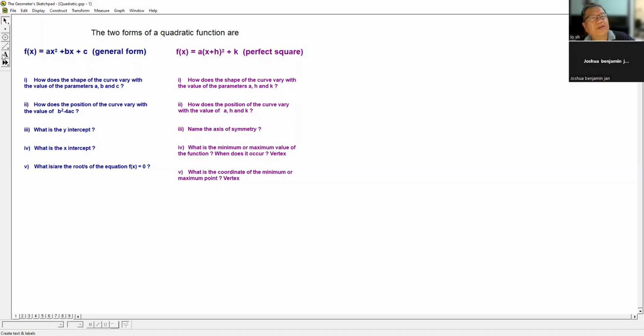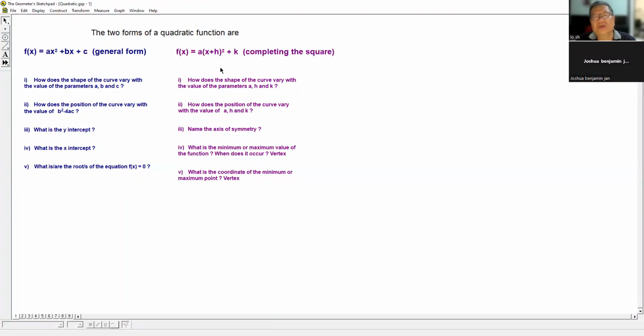I don't say perfect square. Not a perfect square. It should be completing the square, right? In order to get this form, you have to complete the square. So let's say this form is completing the square.